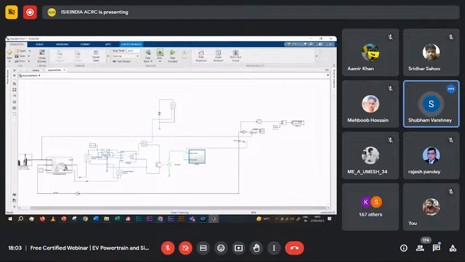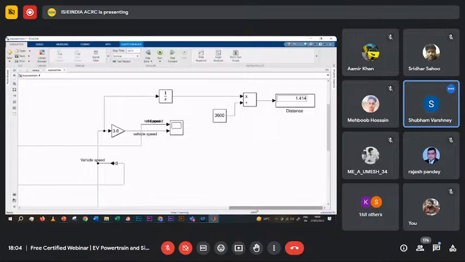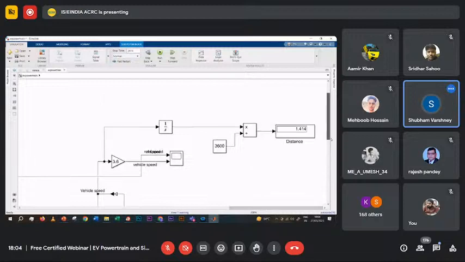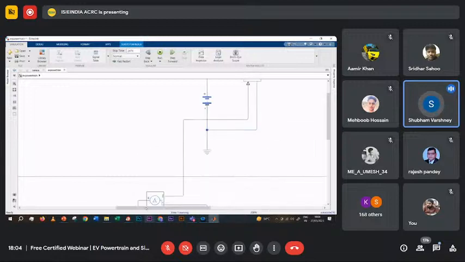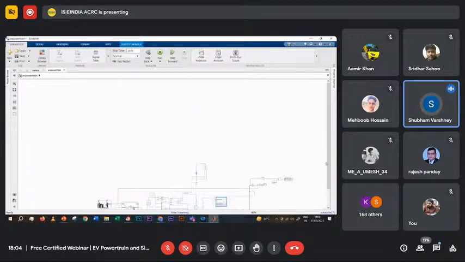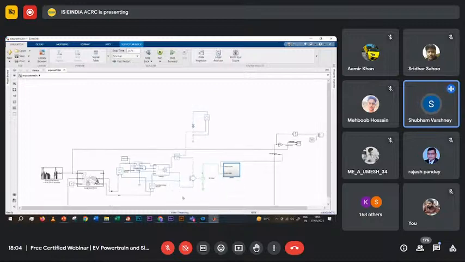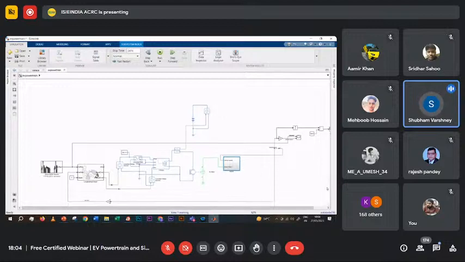When we run this simulation for 2474 seconds, you can see how much distance the vehicle has covered. The vehicle covered a distance of 1.414 kilometers. Depending upon the values, the speed as well as the distance will vary. So this is how we do a general calculation of electric vehicles in MATLAB.